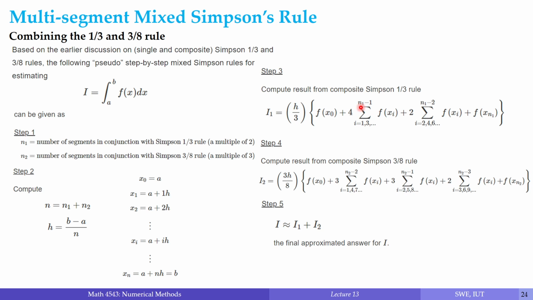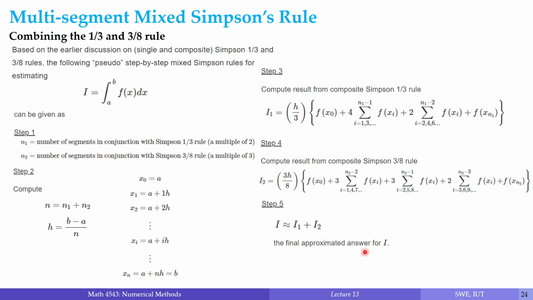N sub 1. Fine. So now that we have completed step 4, our result of step 4 should be what? I sub 2, right? Which is the integral for the Simpson's 3/8 rule. Now next our job is to sum up I1 and I2 in order to get our aggregate approximation, which is capital I.